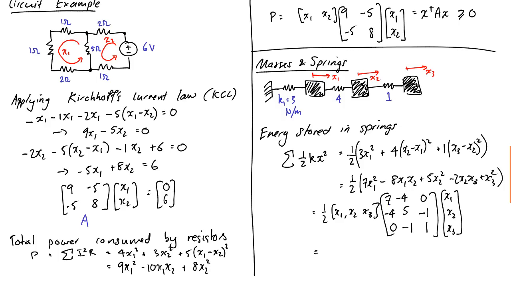So if we call this matrix B, then what we've got is a half x transpose Bx, which again is greater than or equal to 0. Okay, we can't have negative energy stored in our springs, so that quantity has to be greater than or equal to 0. Do one more example.